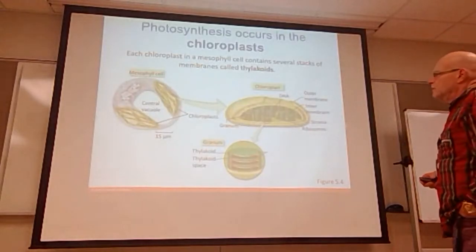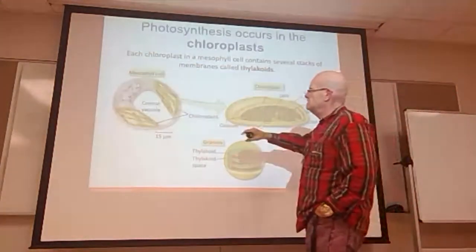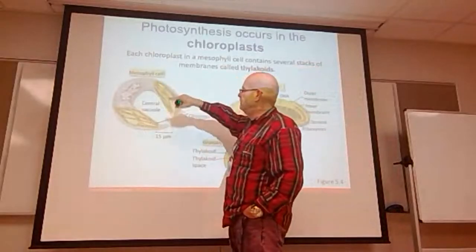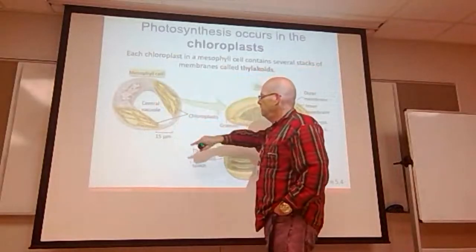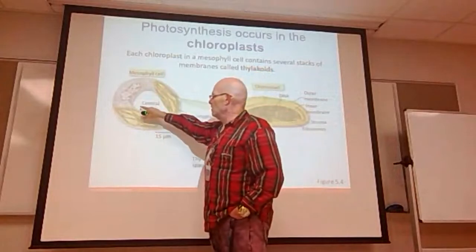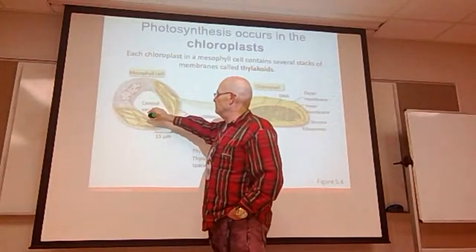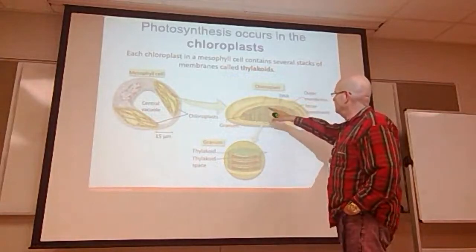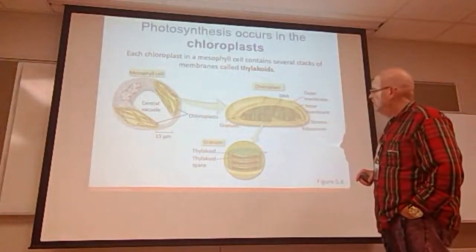There's a cross section of a chloroplast. This is an actual photomicrograph of an individual mesophyll cell, showing the central vacuole, which we talked about in a previous chapter, primarily used for storing water. And then here's an artist rendering of the chloroplast.